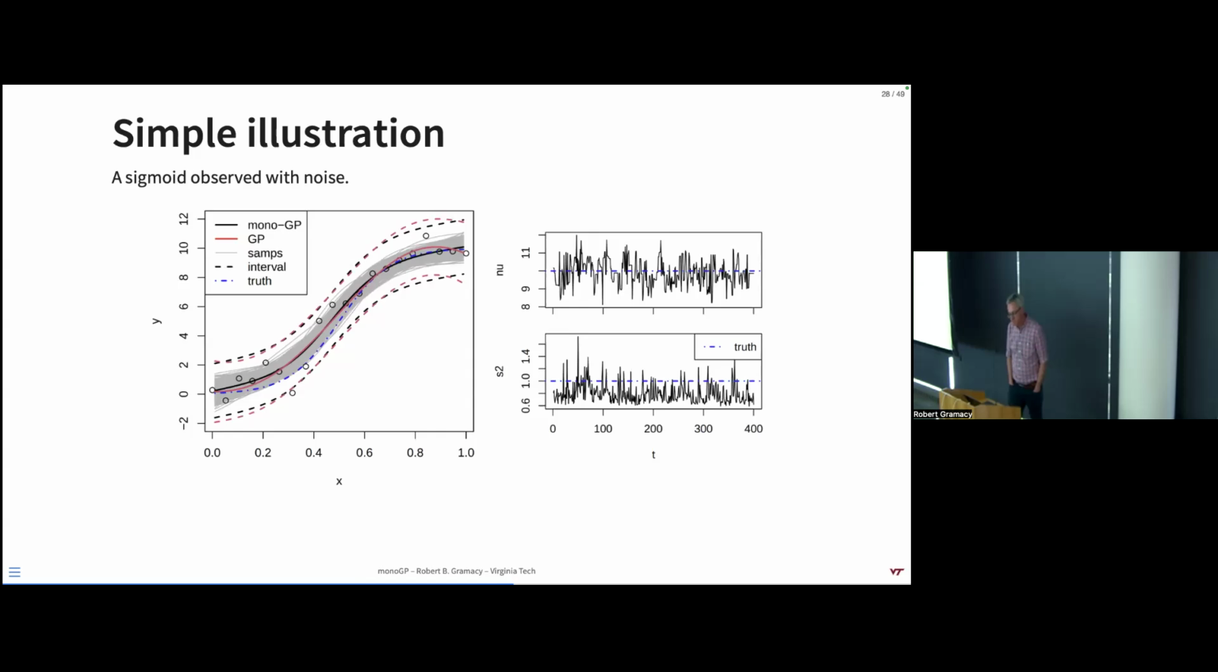Okay, pictures. So here is some data. The open circles are data that was sampled with noise from a logistic curve.